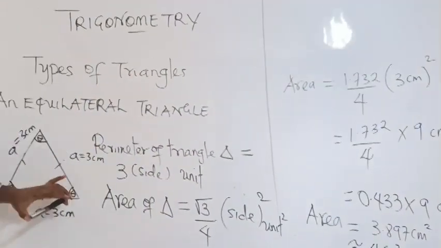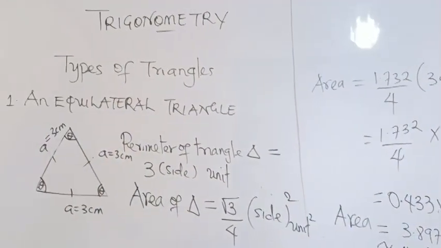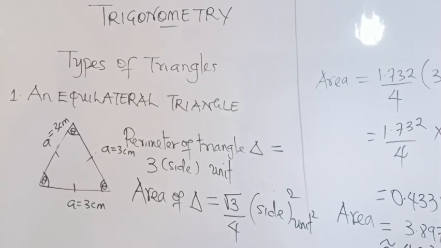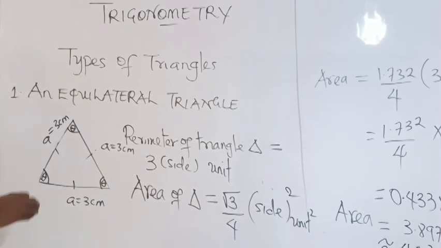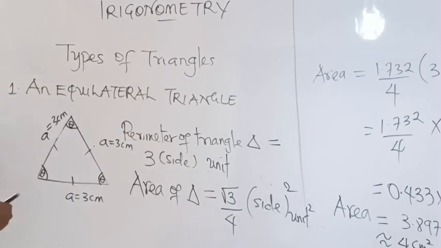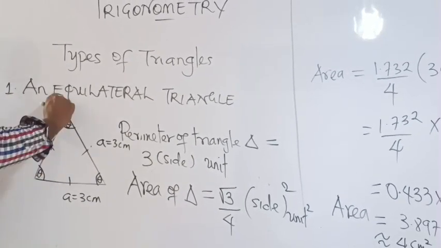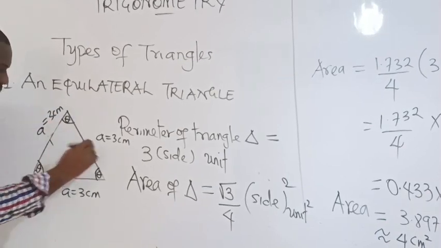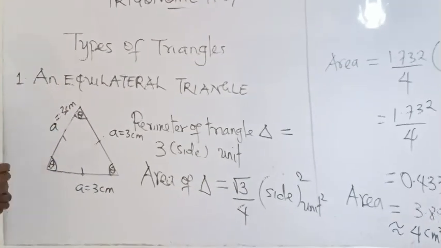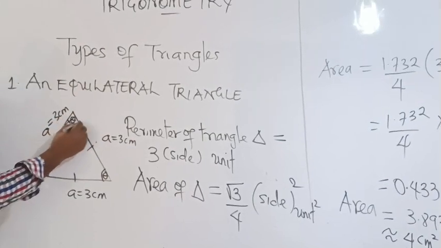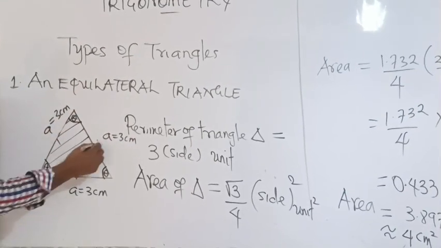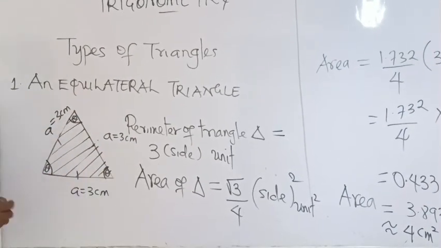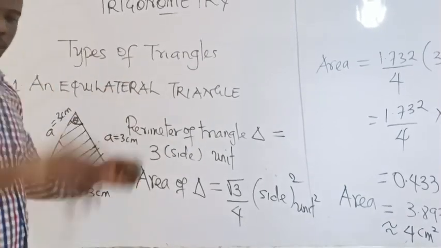We need to wipe this for a while, I'll rub off in a moment. Alright, so let me also say this. The area, I've talked about the perimeter, it's the distance around an object. The area is the space within or inside the object. So if I shade this, the shaded portion here is simply the area of the object, the space within the object.